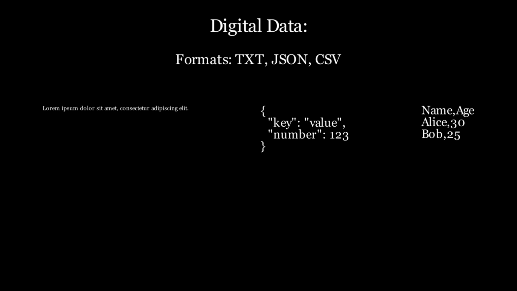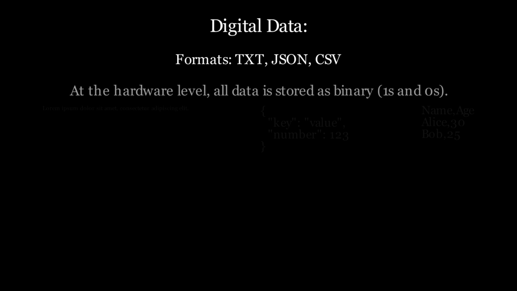When we talk about digital data, one of the most common types is text-based. This includes formats like text, JSON, and CSV. These formats are lightweight, human-readable, and widely used across different applications, which makes them ideal for storing and transmitting data. However, at the hardware level, all digital data is stored as binary data, which means that everything you see in a file, whether it's text or anything else, is represented by a sequence of ones and zeros.